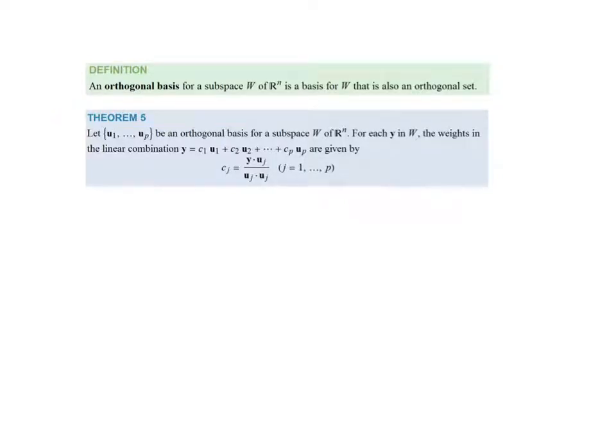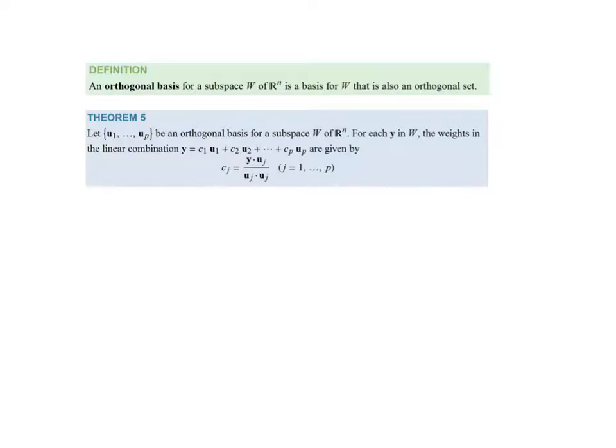Theorem 5, I'm not going to do a proof of. I will point at things and talk about them. But if I have an orthogonal basis of a subspace, then for each y in W, each vector in that subspace, the weights in the linear combination y equals C1 U1, etc., so how I form y out of the basis vectors, those weights can all be found using a formula. Cj, the jth weight, is y dot uj over uj dot uj, for each scalar in the set. So you can find them using a formula.